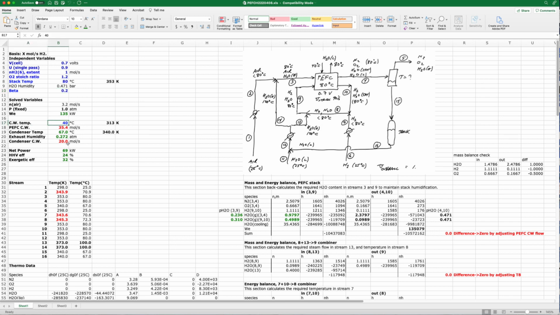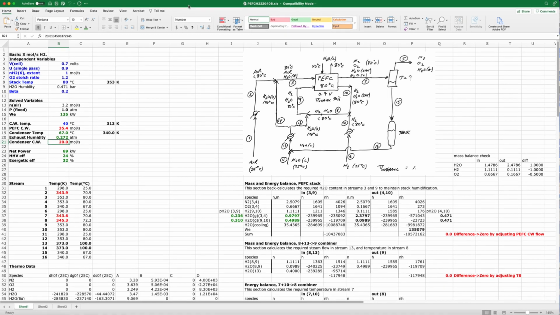So everything in blue, these are inputs to the calculation. Things that are in green, those are outputs of the calculation. And things that are red are quantities that we're solving for iteratively using goal-seek, as we did with the SOFC.